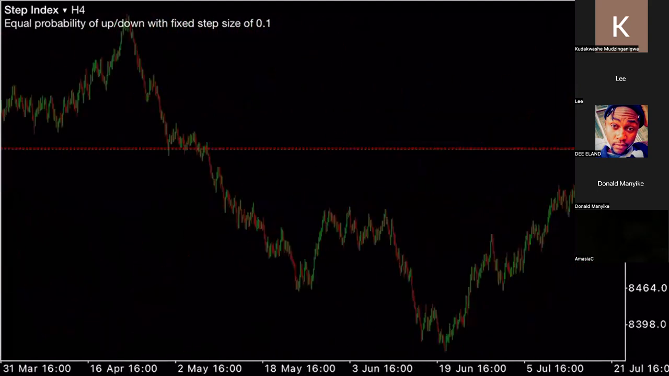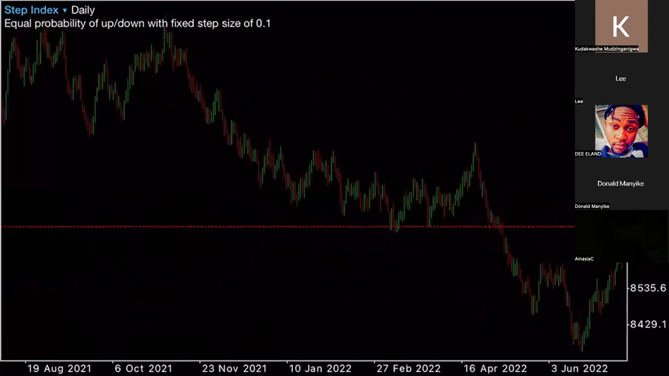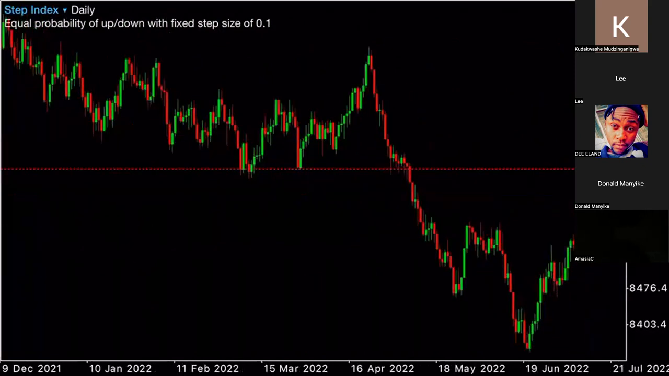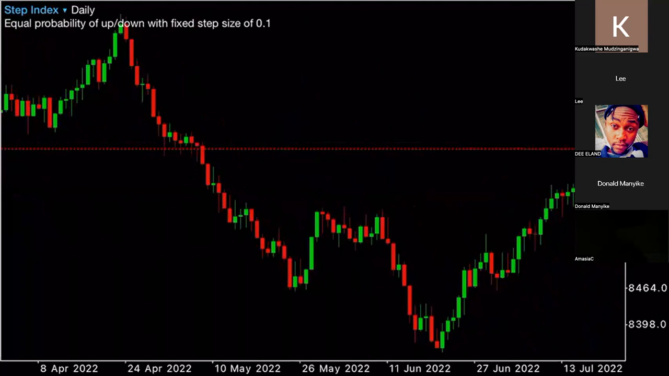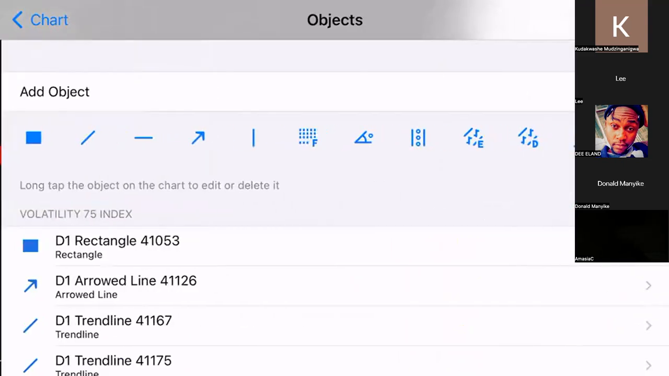Okay, so let's go to a higher time frame like D1. I like to see my order blocks on the daily, sometimes on the weekly, but daily, weekly, and H4, those time frames. We are on step index. Okay, let's mark our order block.